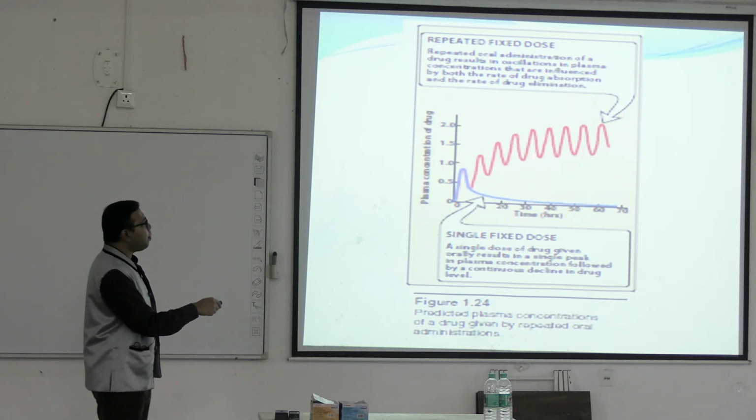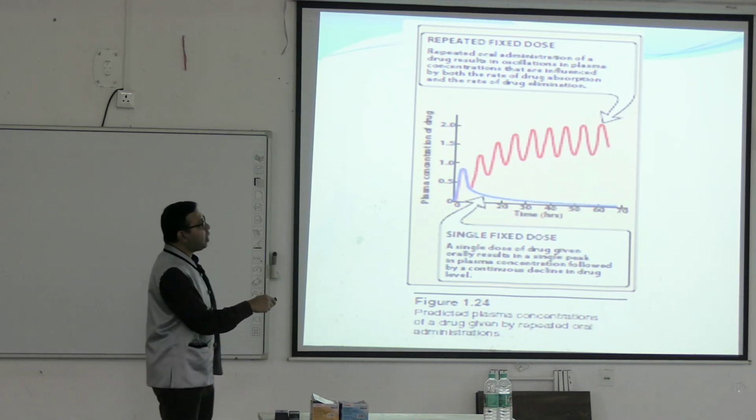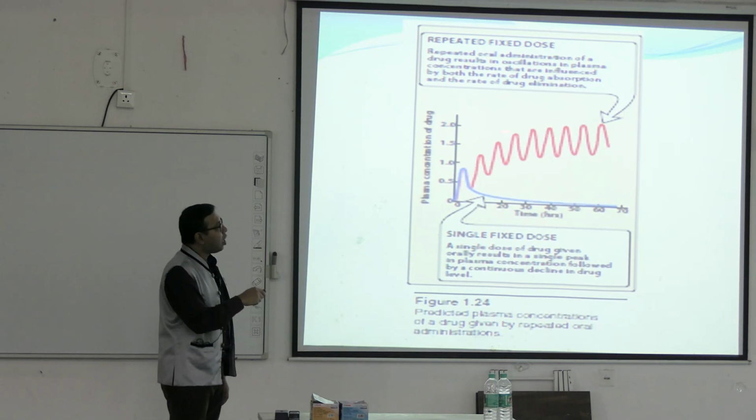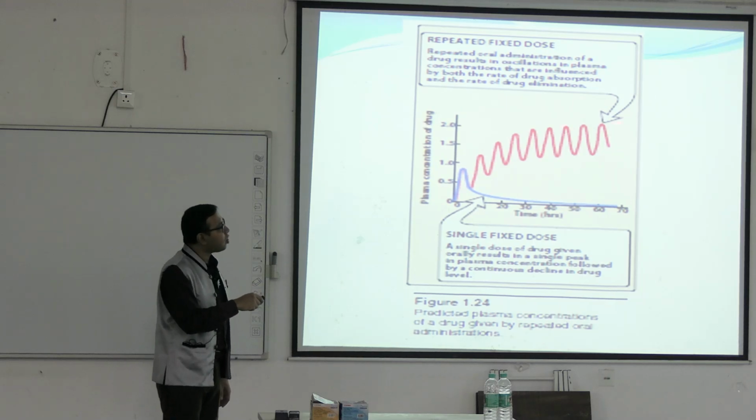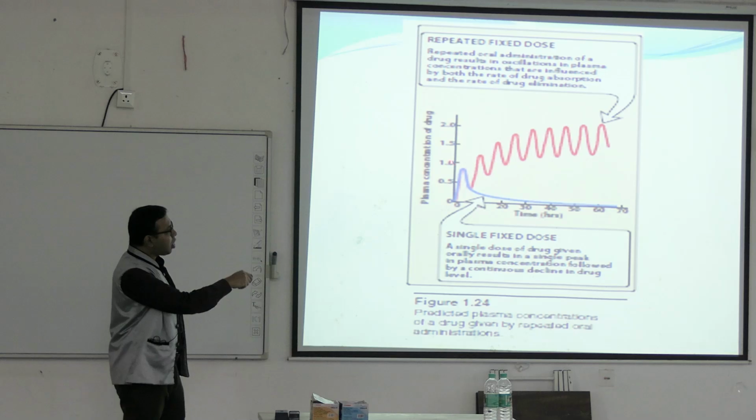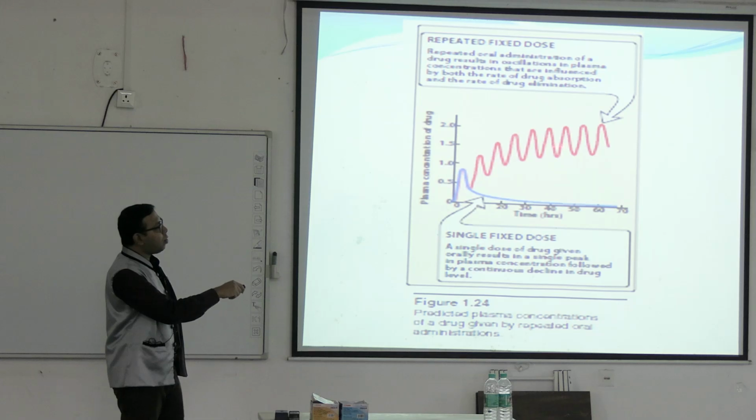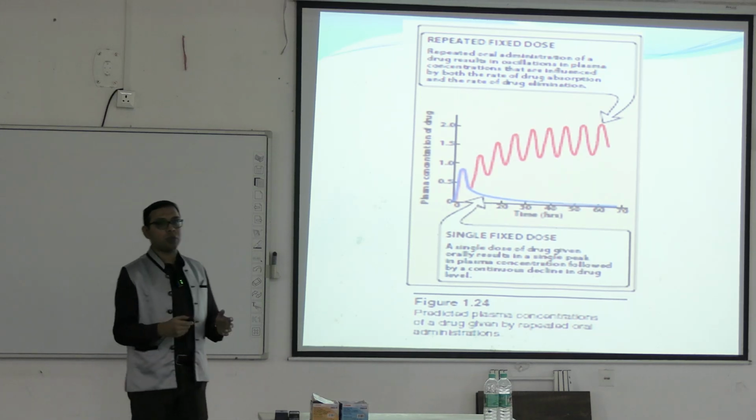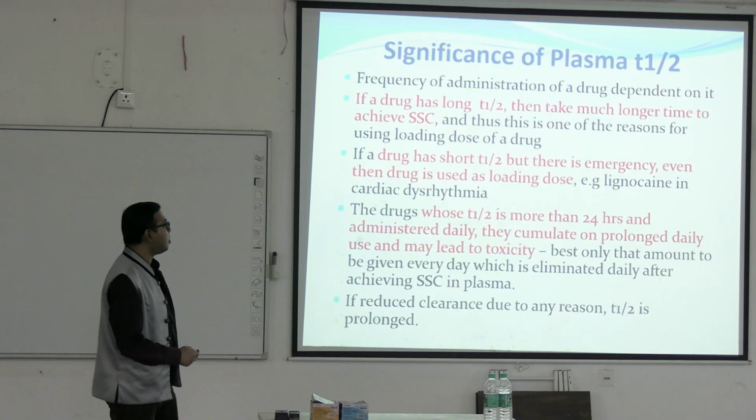You can see this is the repeated fixed dose. If we give repeated fixed doses, ultimately a steady state plasma concentration is achieved. But when we give a single fixed dose, even if it is high, the concentration ultimately drops and plateaus exponentially, so that there will be no therapeutic effect. That's why we have to give repeated fixed doses, the maintenance dose.